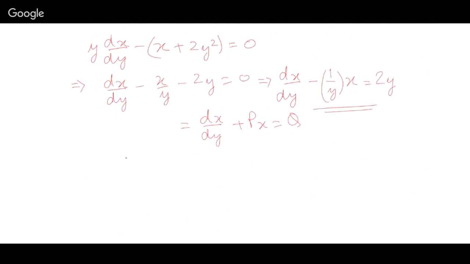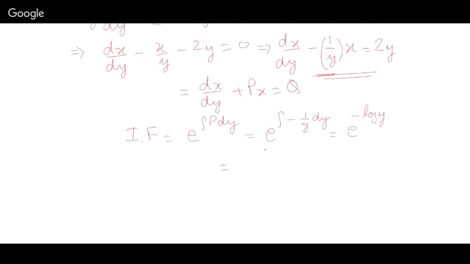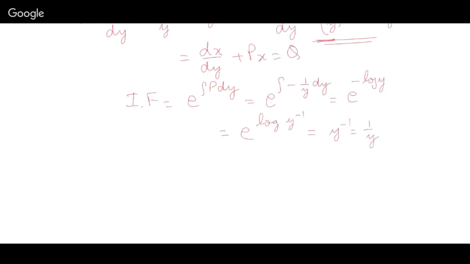So now we can find out our integrating factor. So our integrating factor is now e to the power of integral p dy. So we get e to the power of integral, what is p? P is minus 1 by y. So it is minus 1 by y dy. So integrating it, we get e to the power of minus log y. Now using the properties of logarithm, we can rewrite this as e to the power of log y to the power of minus 1, which can be further written as y to the power of minus 1, which is equal to 1 by y. So now we have our integrating factor.